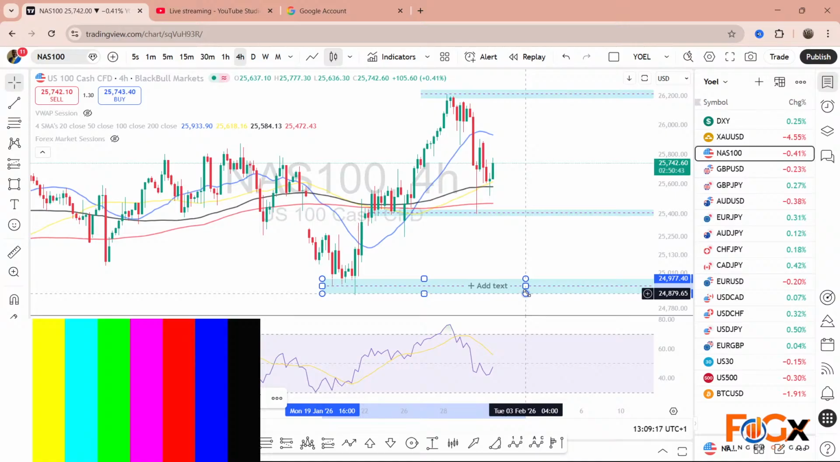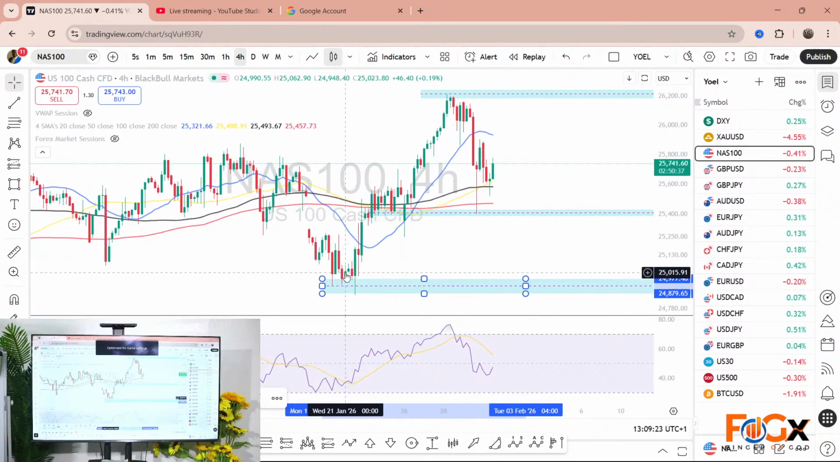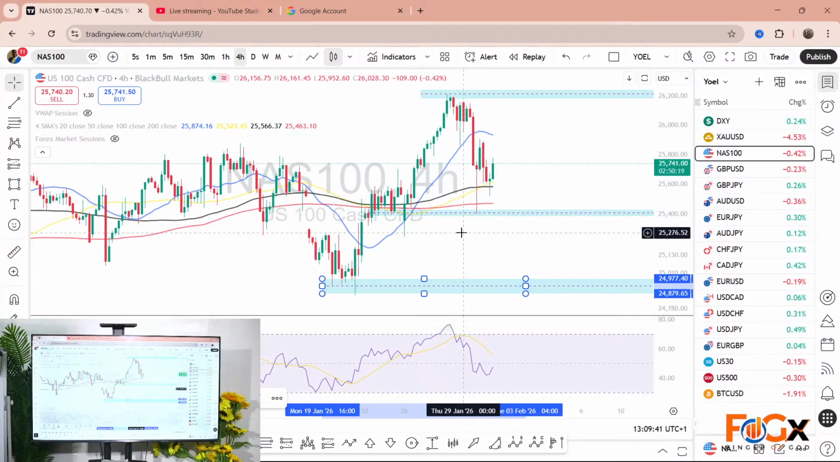Recently doesn't even mean that recently. Some of them are on the 19th of January. Let's look at this one, Wednesday, 21st. 20th of January. This one, 23rd. Then today, 29th, it just got there and rejected. So those are our key areas.